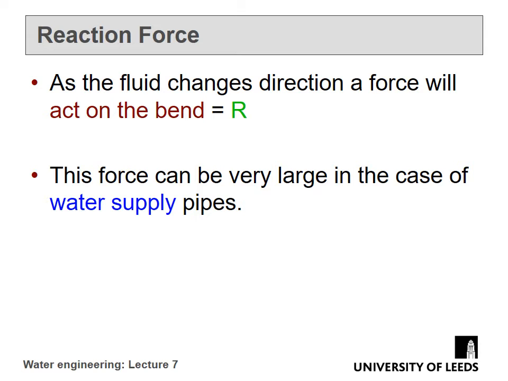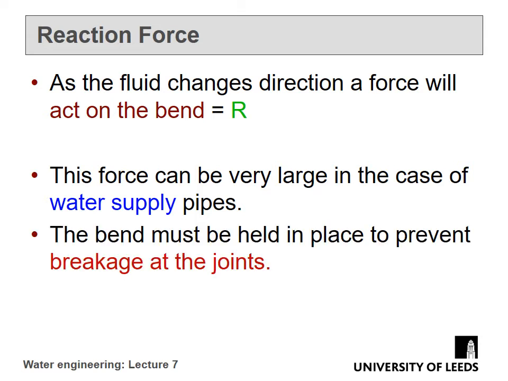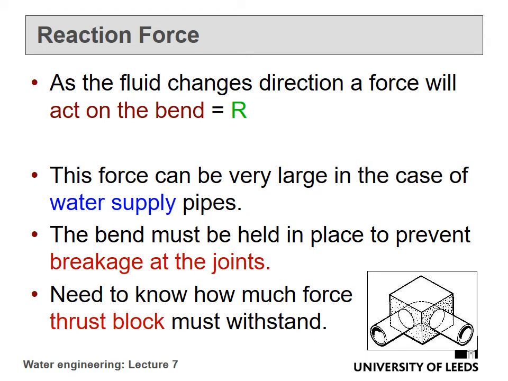Because the fluid acts on a bend, a force acts on the bend, then we need to take this into account. This can be serious for water supply pipes. It can cause breakages of joints, particularly at very sharp bends. So here's a picture of a sharp bend, and it's encased in a concrete block. This is known as a thrust block, to take the thrust or the force due to the change in direction of the fluid, the rate of change of momentum going around that bend.